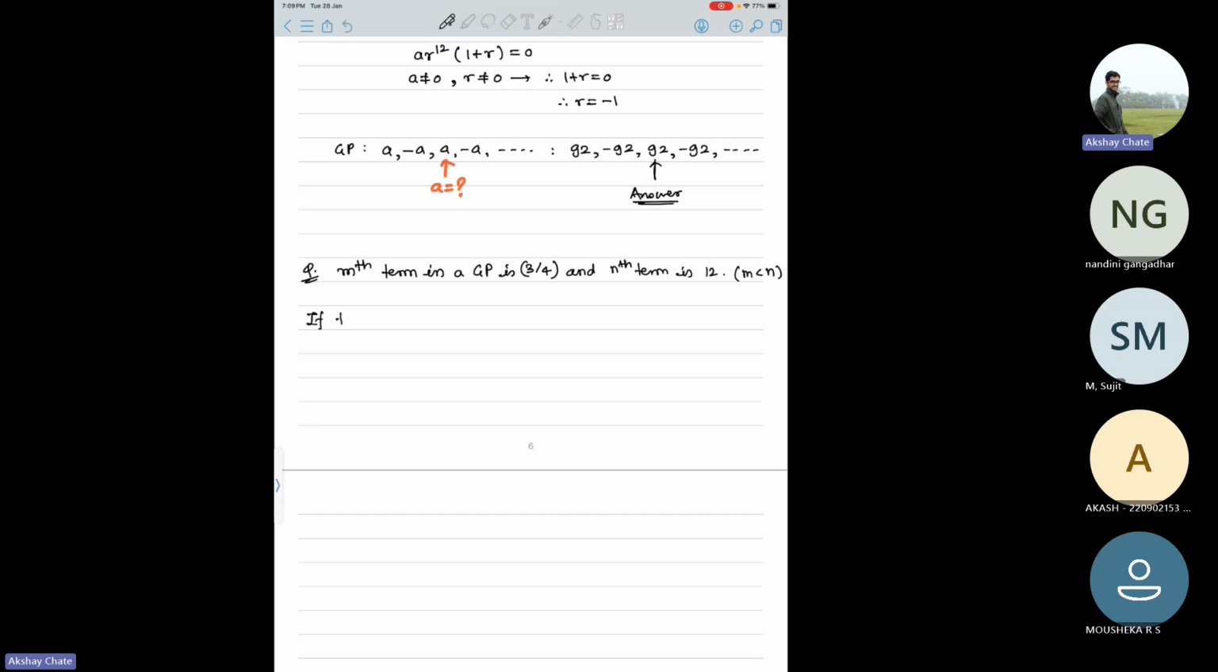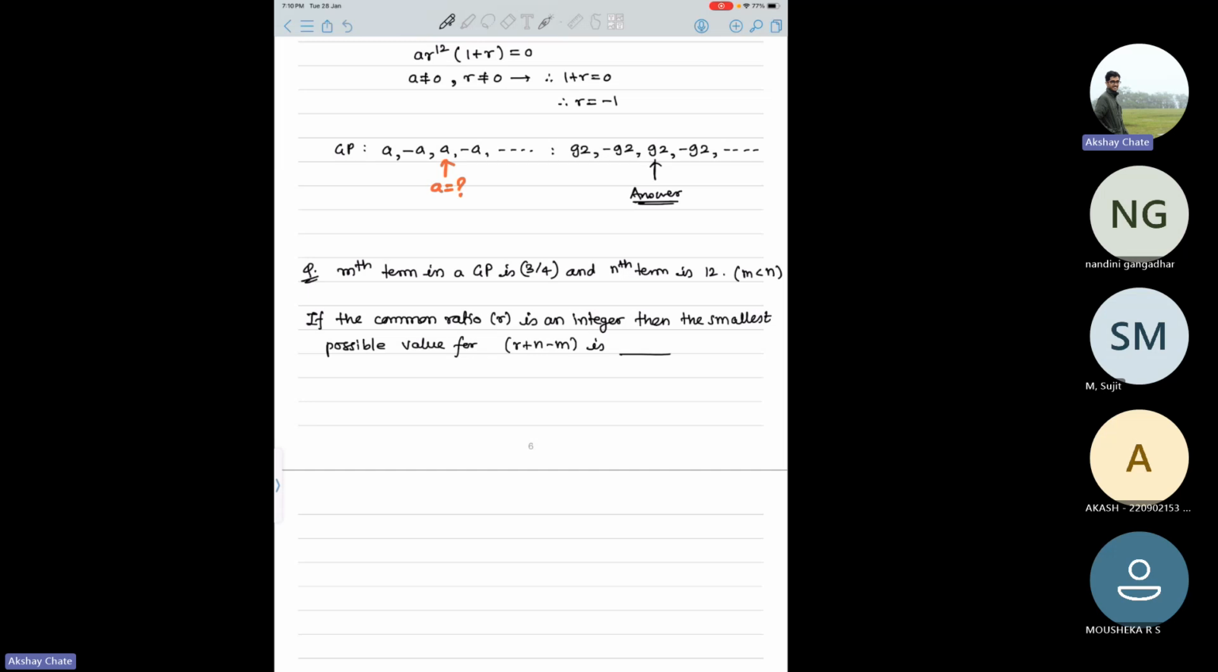If the common ratio r is an integer, then the smallest possible value for r plus n minus m is what?